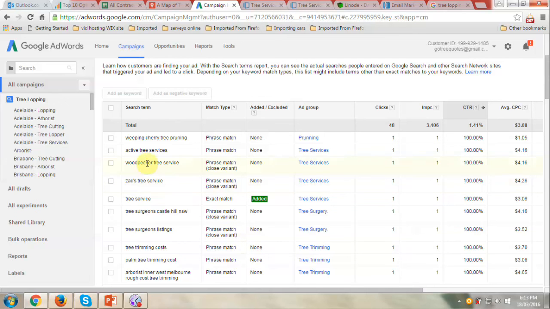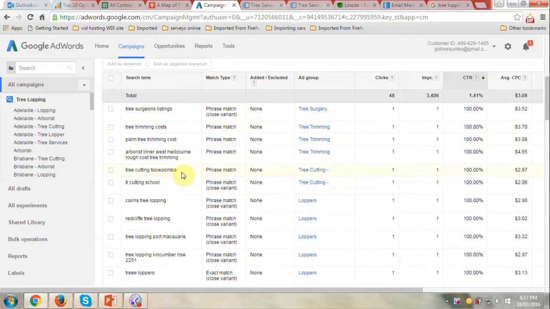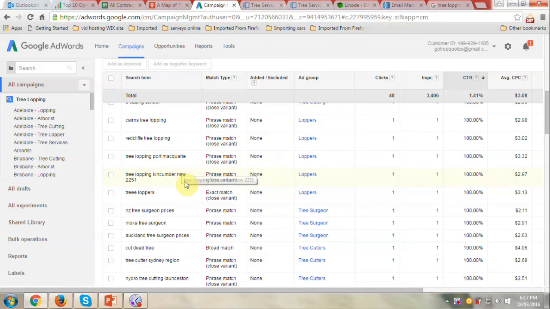So they've typed this in, woodpecker tree service, and my ad has come up. Woodpecker tree service is relevant to me. They're looking for, so I must have been bidding just on tree services. Active tree services, that's fine for me. If someone types in Active, Active is a big company. I'm not sure about Woodpecker, but hey, all's fair in love and war. It's all competition. If they want to come and have a look what I've got to offer, that's great. I'm happy with that.